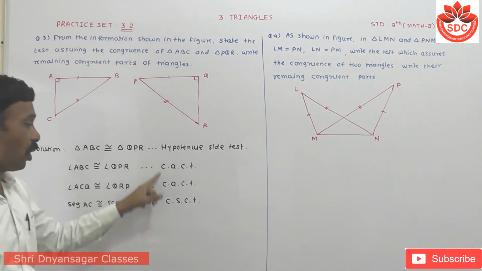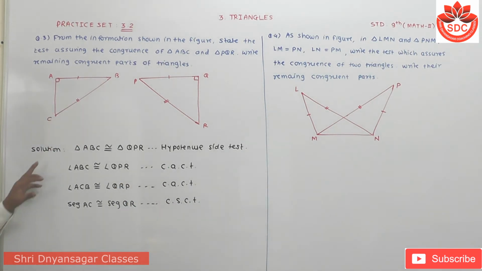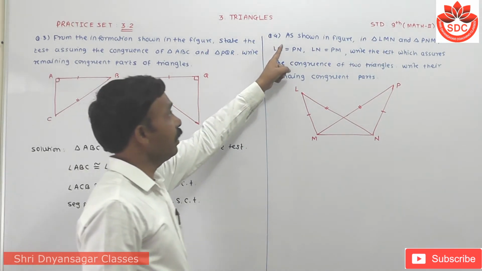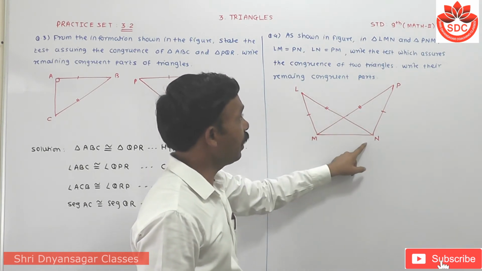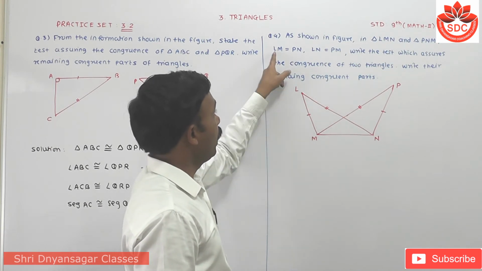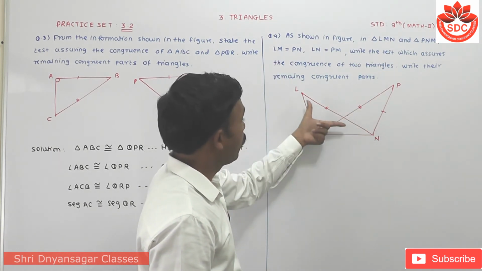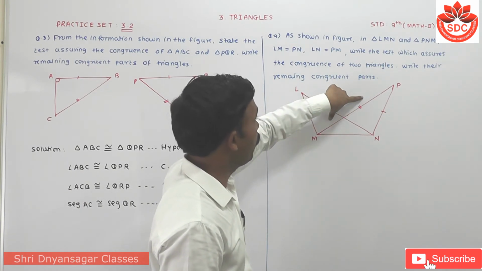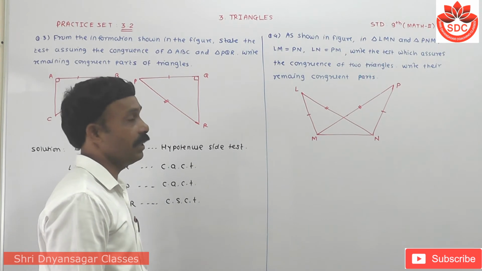Look carefully, this is the short form. We write here by using this short form. Therefore, this is the answer of this question. Same question. Look at question number 4. As shown in the figure, in triangle LMN and triangle PNM, LM is equal to PN, meaning congruent. LM is PM. Write the test assuring the congruence of the two triangles and write the remaining parts.